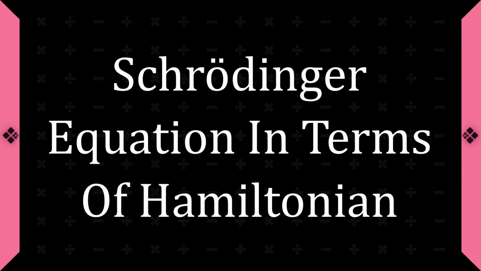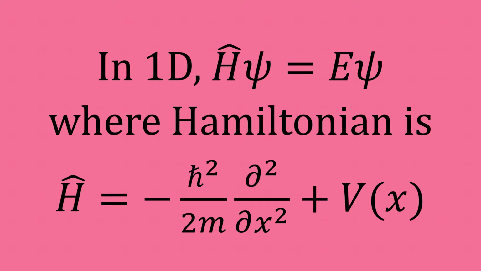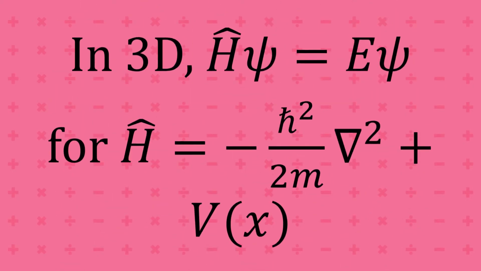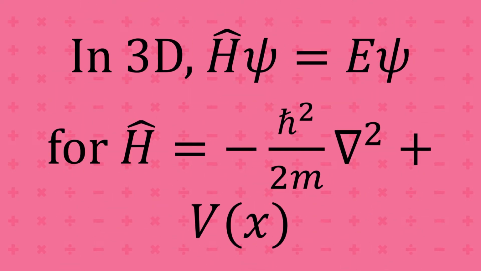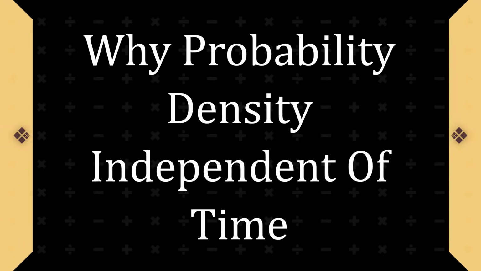Next, let's give the Schrödinger equation in terms of the Hamiltonian. In one dimension, the time-independent Schrödinger equation can be written as H hat psi equals E psi, where the Hamiltonian H hat is equal to this expression here. Similarly, in three dimensions, the time-independent Schrödinger equation is given by H hat psi equals E psi, for Hamiltonian given by this expression here. Next, let's explain why the probability density function is independent of time.